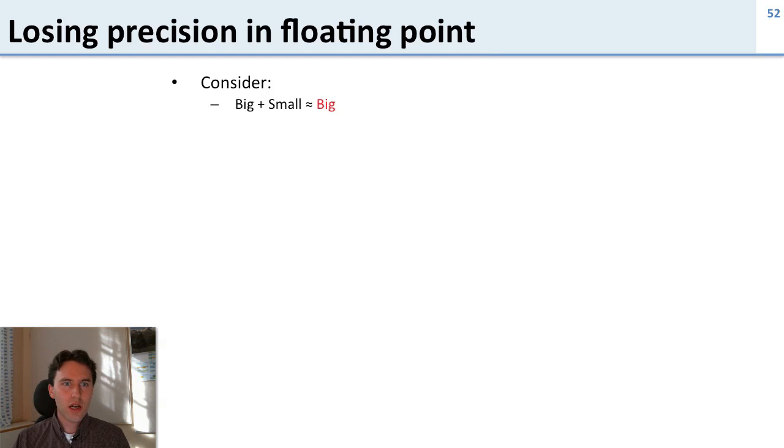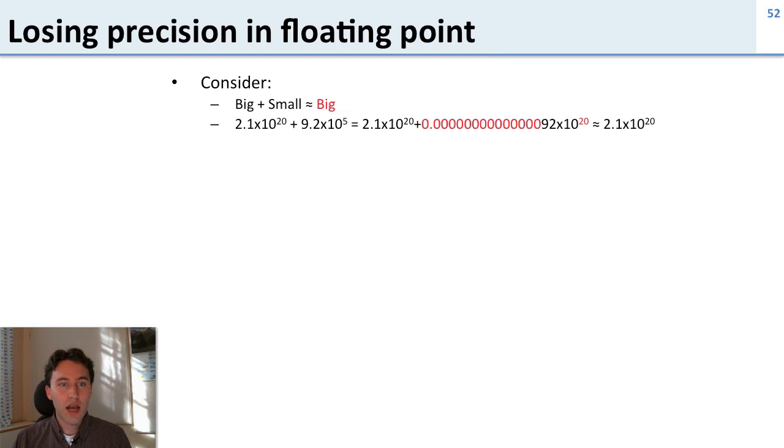So now we're going to talk about losing precision. I mentioned earlier that you can lose precision if you have big and small numbers, and let's take a look at that. So say I have a big number plus a small number. Well, we saw that the result is going to be pretty close to the big number. We don't have the precision to keep the small number's information around when we're looking at a big number.